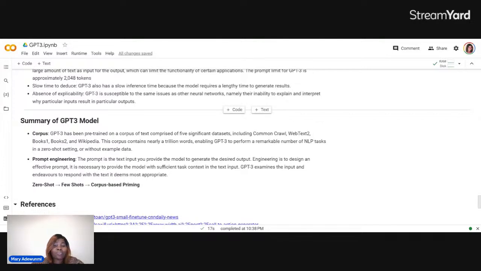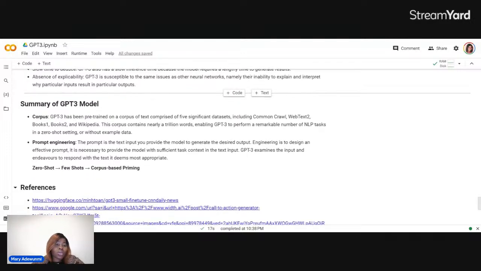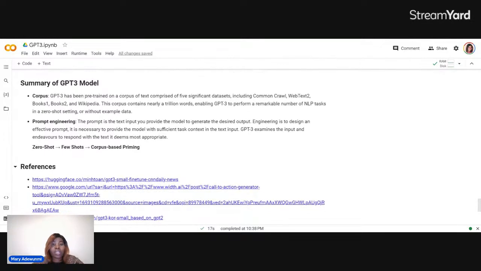So the test input, you have to know how to design it very well. If you're designing from the beginning, you have to take note that your prompt engineering works with keywords. So you take note of the keywords. And that should be all on GPT-3.